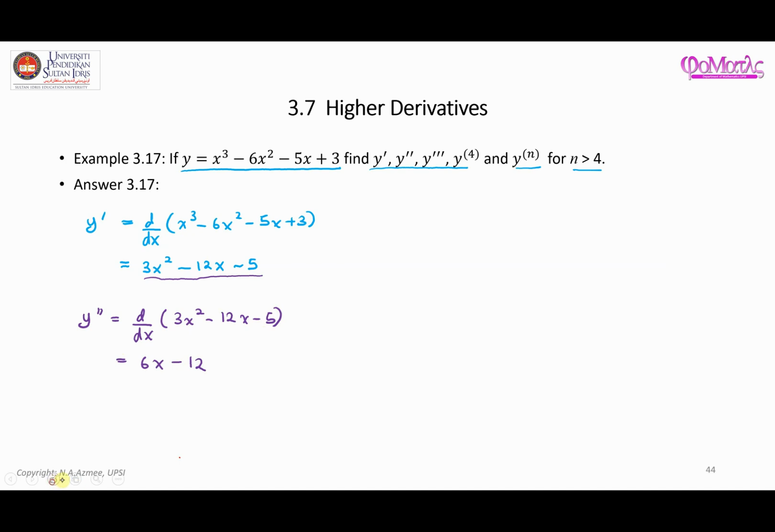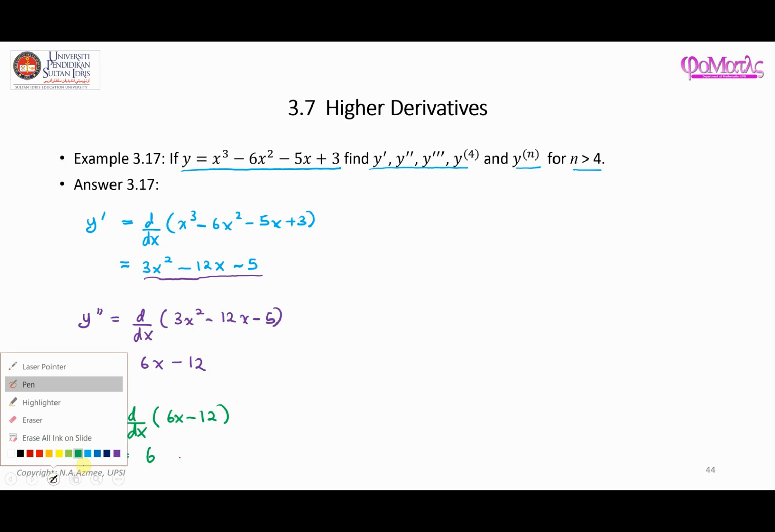Now for the third derivative, we are just going to apply the result of the second derivative. We're going to use this result and differentiate it once again, and the result that you get is going to be equal to 6.